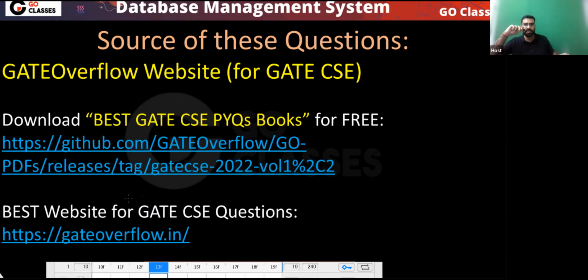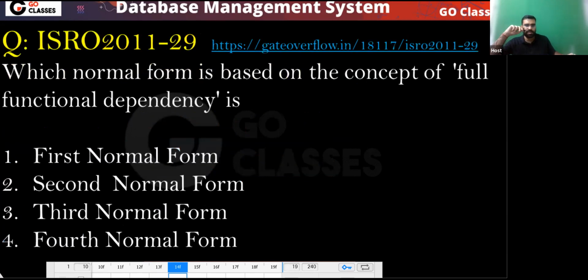Now let's start. Let's see the first question. Tell me the answer for this question. Did you try? This is a very easy question. This is an ISRO question, 2011. The question is saying: which normal form is based on the concept of partial dependency or full dependency? Which normal form is based on the concept of full functional dependency? So you know, second normal form, 2NF. This is based on the concept of partial dependency, full dependency.